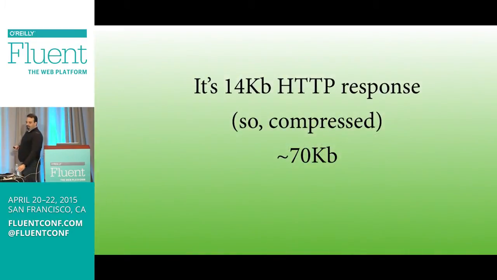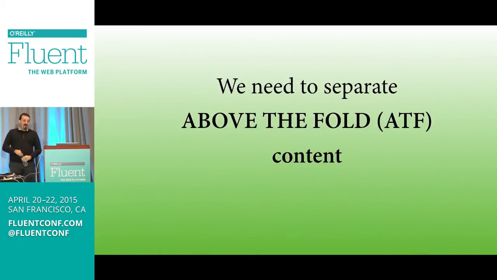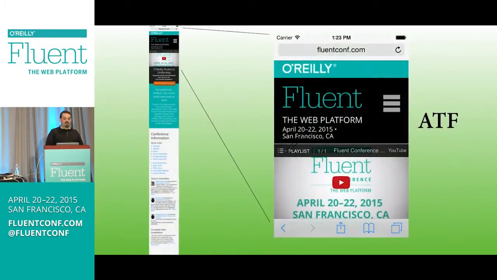Well, first, it's 14K compressed if you're using gzip on your server. So it's around 70K uncompressed. It depends on your HTML and CSS. So for doing that, we need to separate what is now known as above the fold content from the rest of the content. The above the fold content is basically the content that you're seeing on the first view on a mobile phone. On a mobile phone, usually websites are really large, okay?